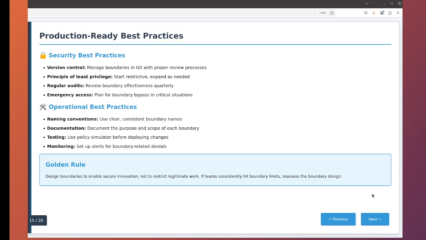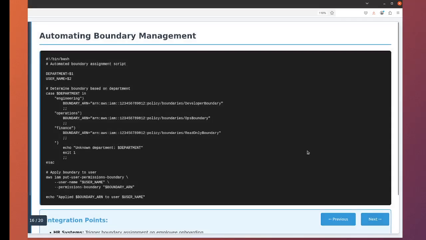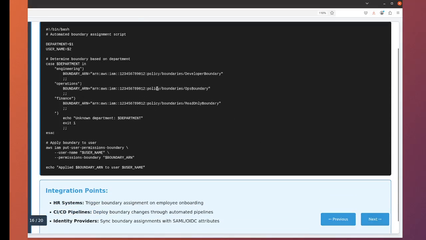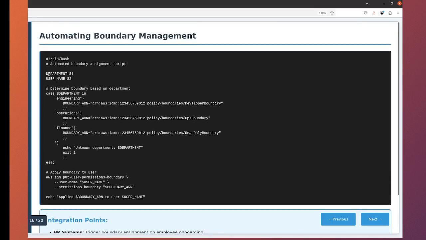Sometimes you need to temporarily exceed boundary limitations for critical incidents. Have a documented process for this. Regular boundary audits should be part of your security review cycle. As your organization evolves, your boundaries should evolve too. As your organization scales, manual boundary management becomes impractical. Let's look at automation strategies that make boundary management scalable and consistent.